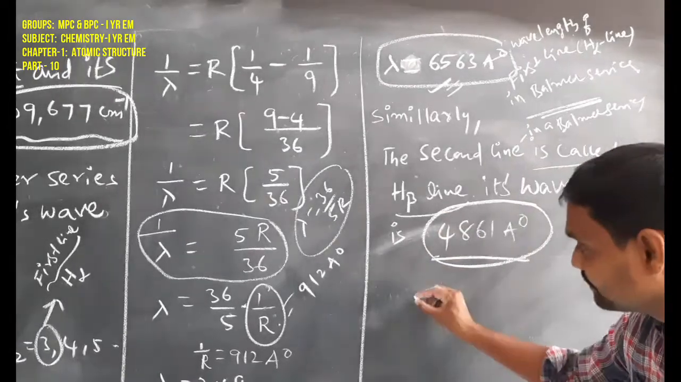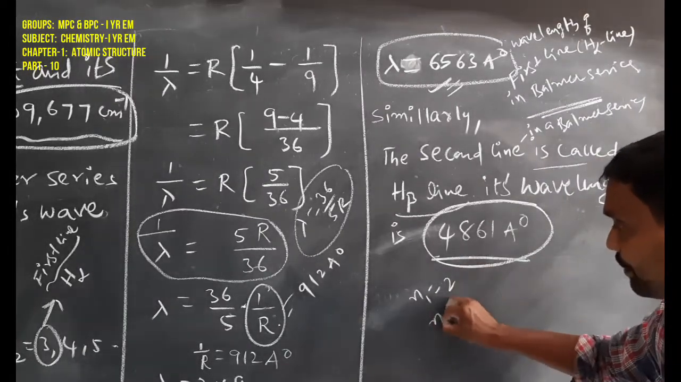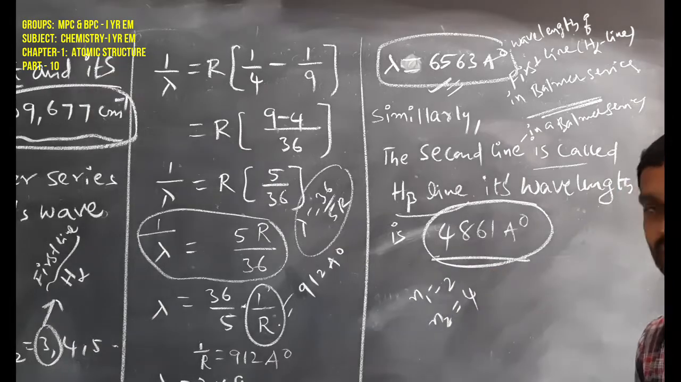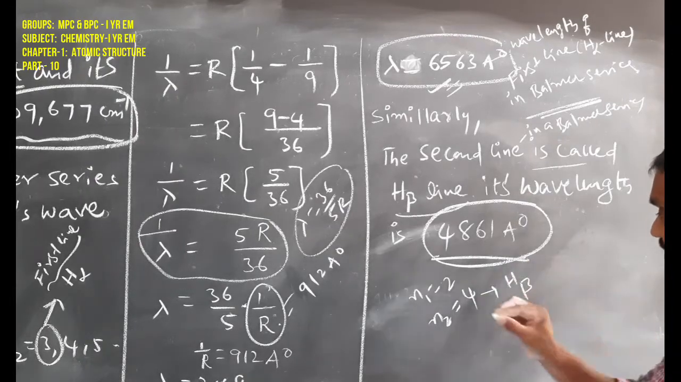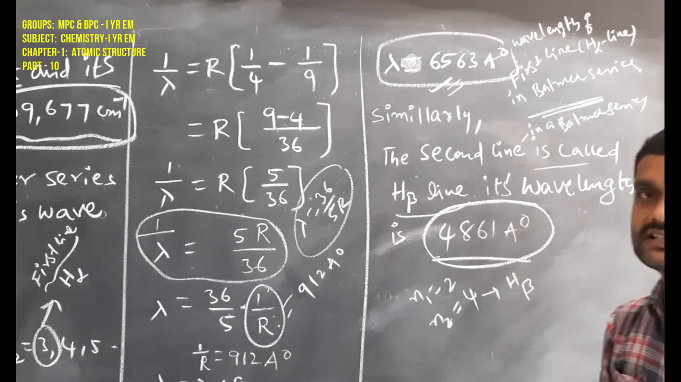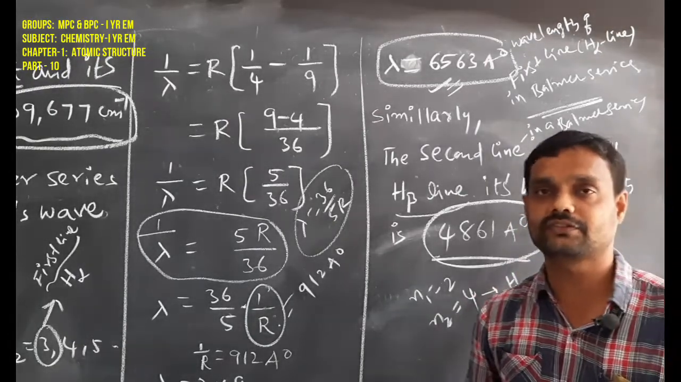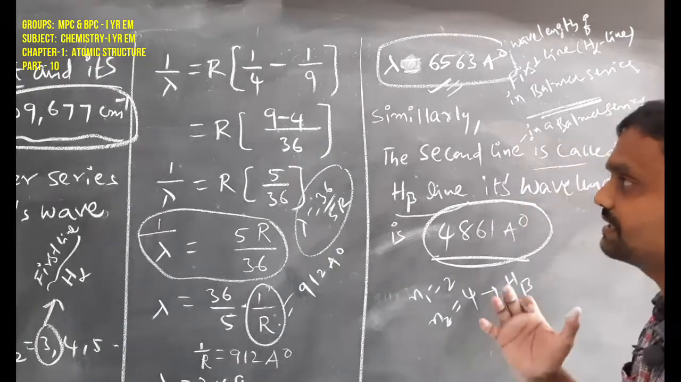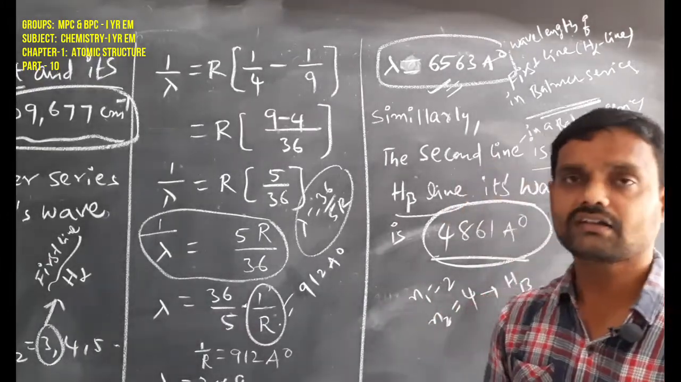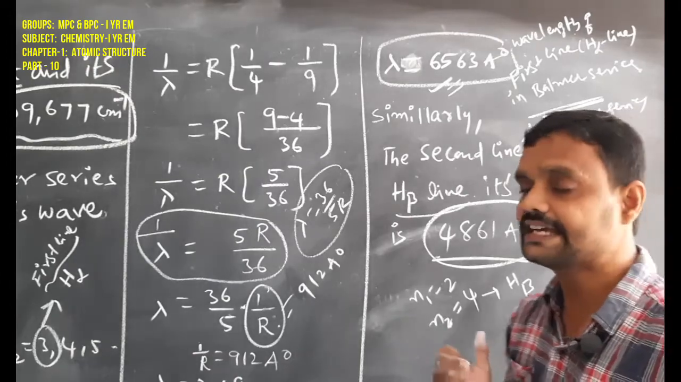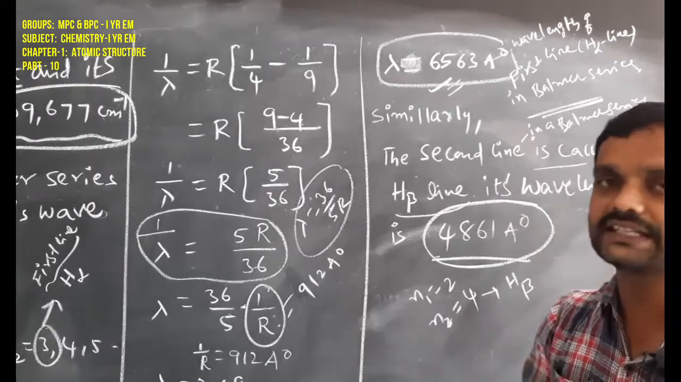For the H beta line, N1 is constant for the Balmer series, that is 2, but N2 will be 4. When we use N2 equal to 4, that is called the second line, or the H beta line. Its wavelength value is 4861 angstroms. This is the method used to determine the wavelength or wave number of various lines in the Balmer series using the Rydberg equation.